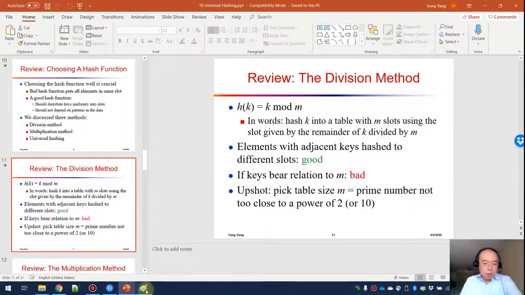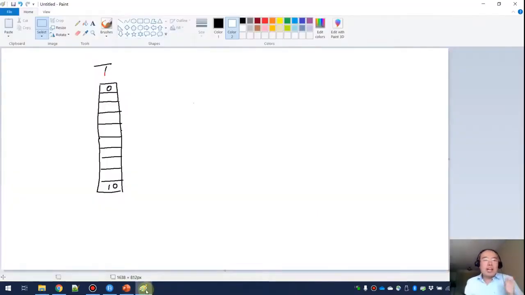So let's come back to this example. We know in this hash table we only have 10 slots, and I'm sorry, the indexes should really be 0 to 9. Let me erase it. Okay, here we go. We should have 0 to 9 in this case.